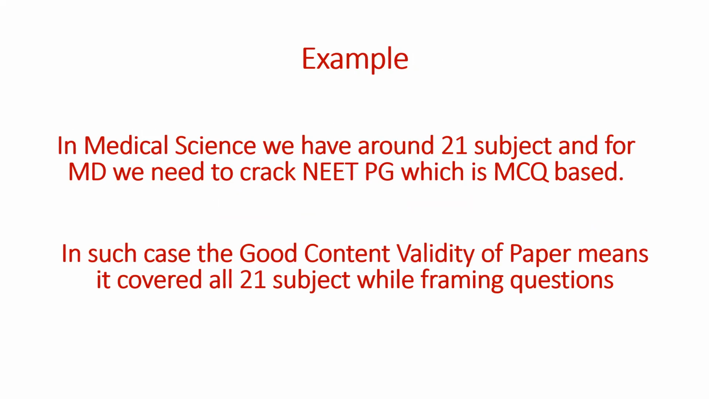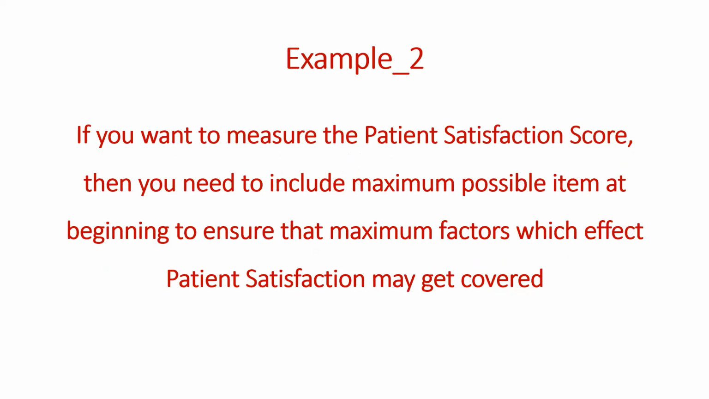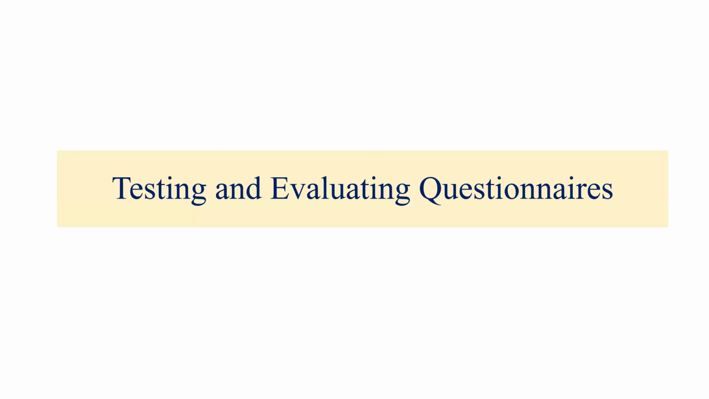In this example, in medical science, we have got 21 subjects. So if we need to crack NEET PG, which is MCQ based, a good content validity of the paper means that it has covered all the 21 subjects while framing the questions. So this is content validity. Are you clear? If I want to know the knowledge and application in all the 21 subjects, then all the 21 subjects should be covered by the content. If I want to measure the patient satisfaction score, then I need to include the maximum possible items in the beginning to ensure that the maximum factors are included in the patient satisfaction score.